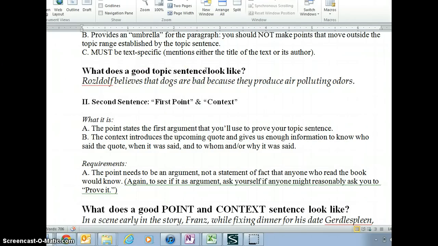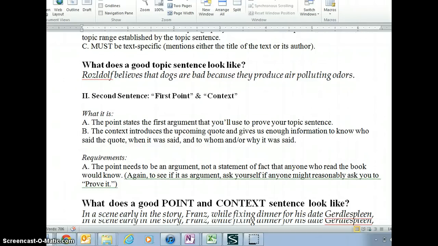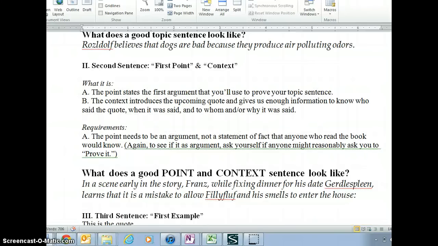So after you create your first topic sentence, you go into your point and your context sentence. The point sentence is your first argument that you're going to prove, and it's an argument that must be directly connected to your topic sentence. The context simply gives us some information on the quote. Who said it, when, where in the book, what's happening. You don't need all that information, but the context is setting up the quote for us so it doesn't appear randomly. We have a way to frame it and understand where it fits into the larger book and story.